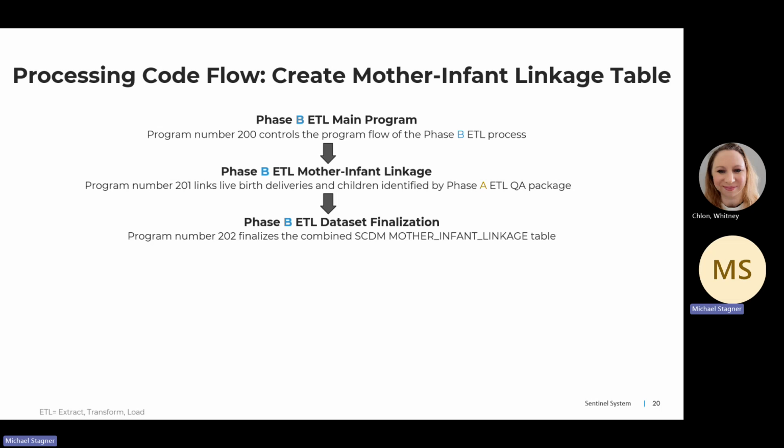And once those tables are created, then during the QA process, the quality assurance process for that, mothers and infants are identified from those tables, and those two tables, one for live birth deliveries and one for infants in the data, can be linked in the second step of the process after the core tables, in this mother-infant linkage coding, also referred to as phase B.